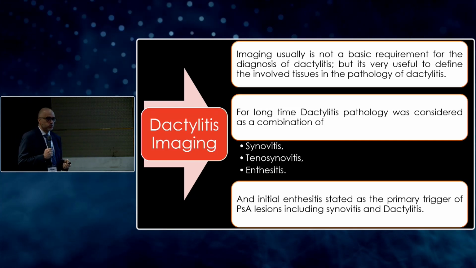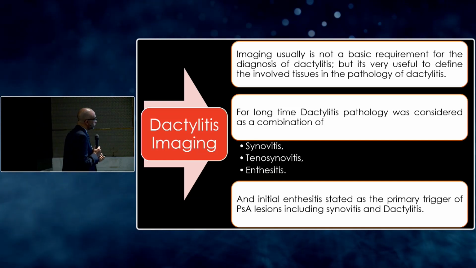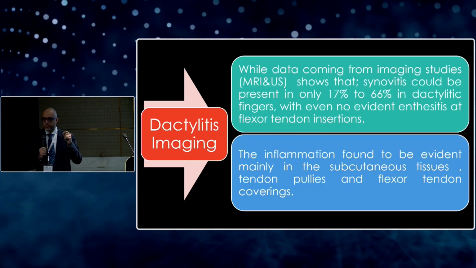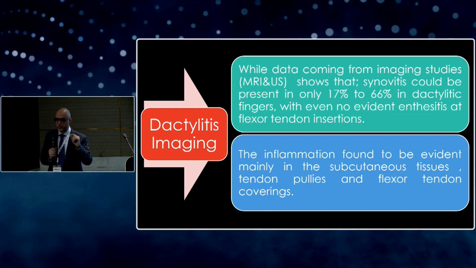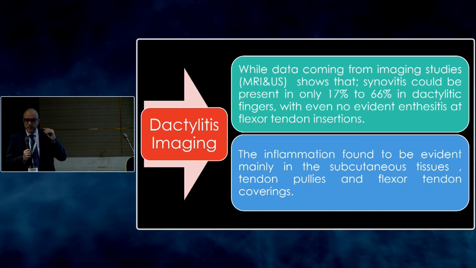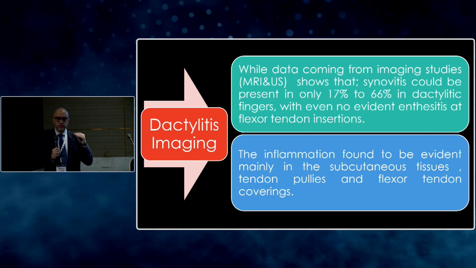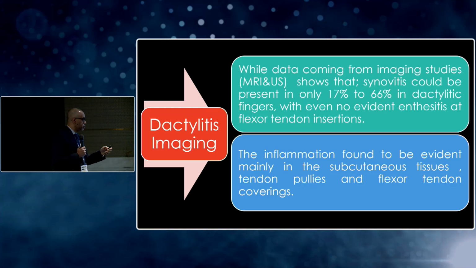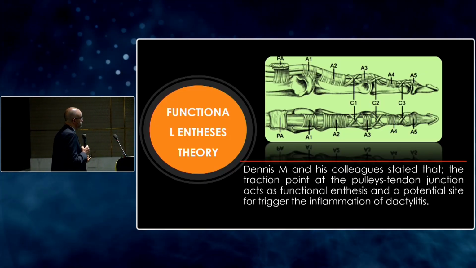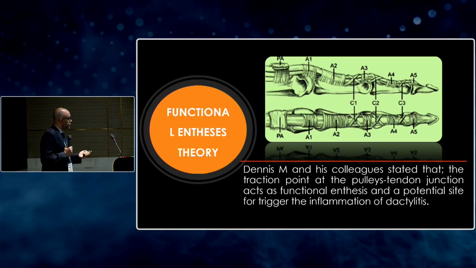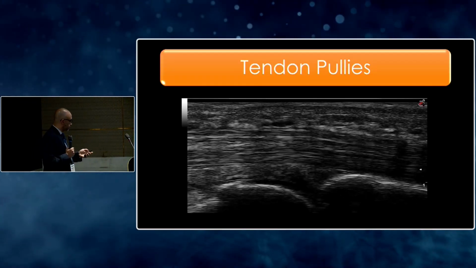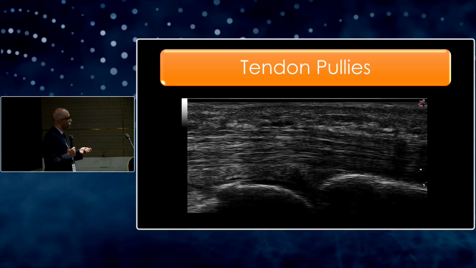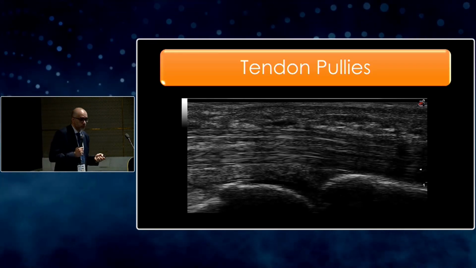that we are getting from radiography, MRI, and ultrasound, it is showing not. Actually, inflammation in dactylitis mainly happens at the pulley site in the tendon wrapping. Sometimes it extends to the joint, sometimes to the tendon itself, but this is not the common scenario. This happens only in 18% of patients with dactylitis, which supports the functional enthesis theory by Dennis McGonagle, that the inflammation starts at the pulley attachments, which can trigger the inflammation.